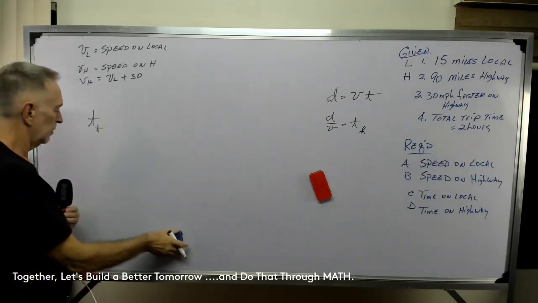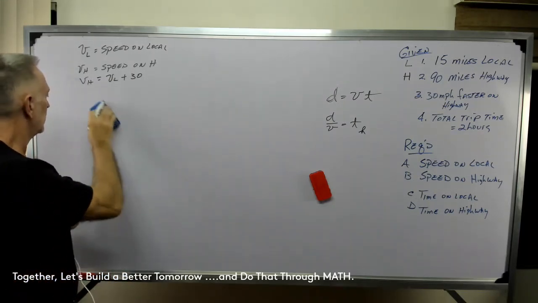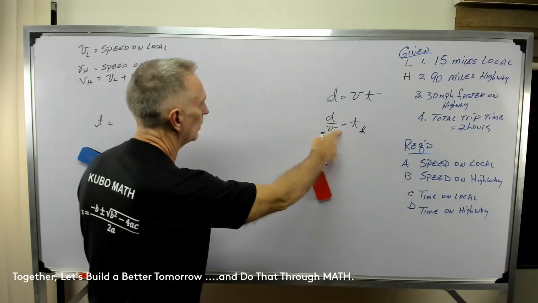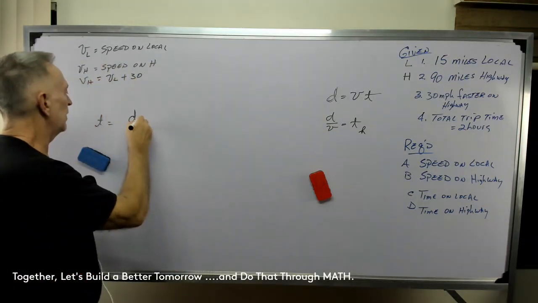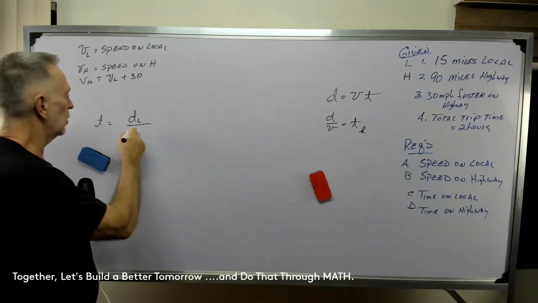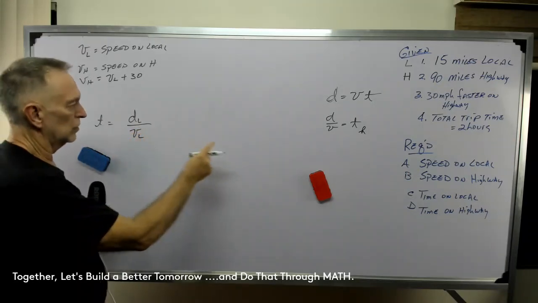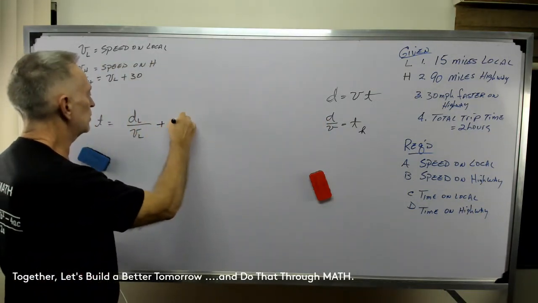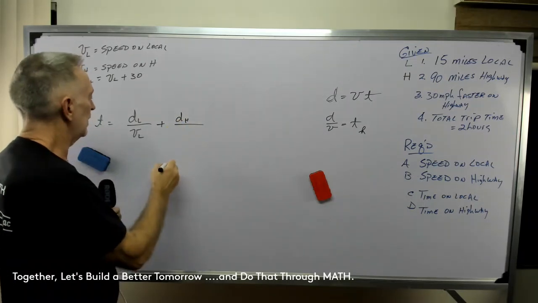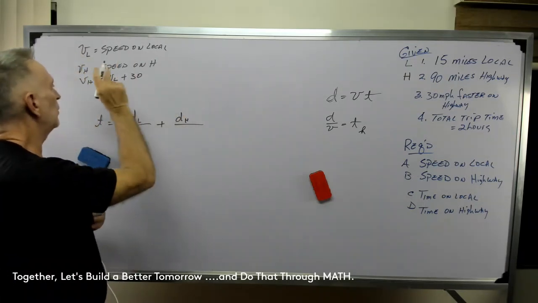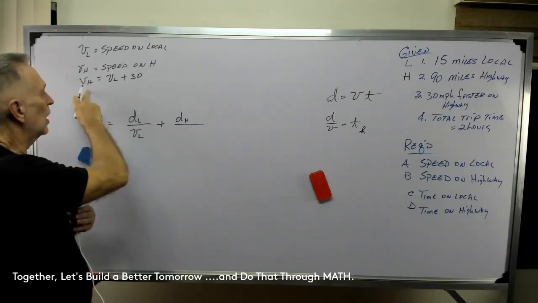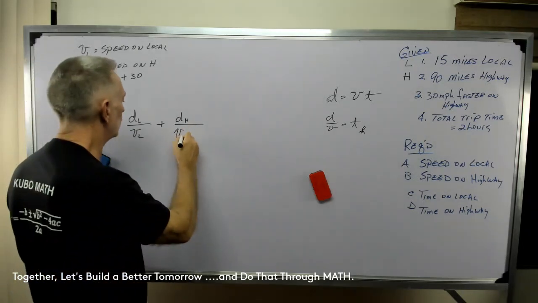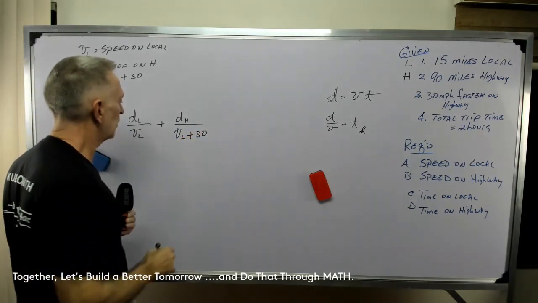Total time. Well, I'll just call total time T. What does that equal? Well, we said time could be the distance I drove on the local road divided by the velocity on the local road, plus the distance on the highway divided by the speed on the highway, which was V sub h, but we've determined that's V sub L plus 30, the velocity on the local road plus 30 miles per hour.